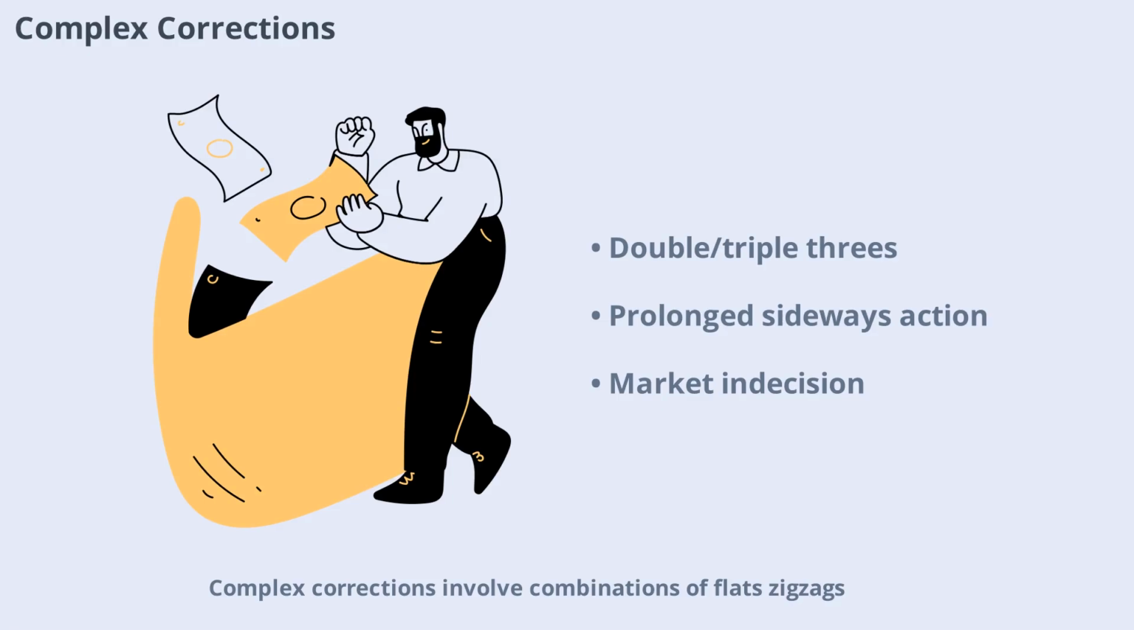Complex corrections involve combinations of flats, zigzags, and triangles. These patterns are labeled as double or triple threes and are rare but important for identifying prolonged sideways action. Complex corrections signal indecision in the market and often precede strong moves once resolved.